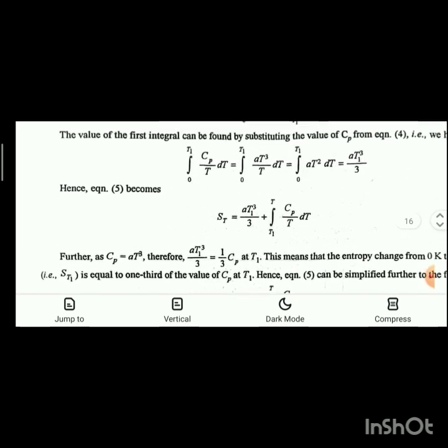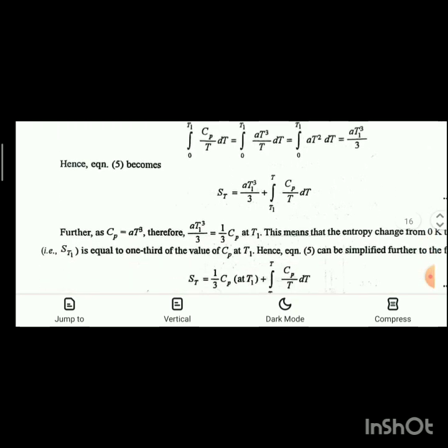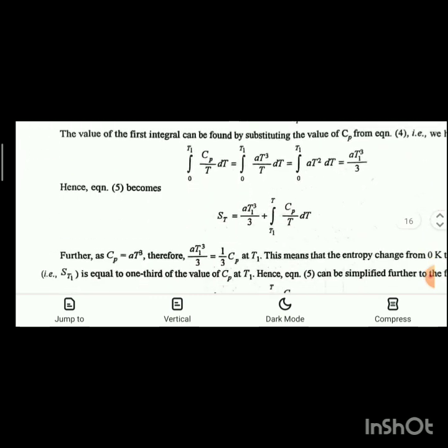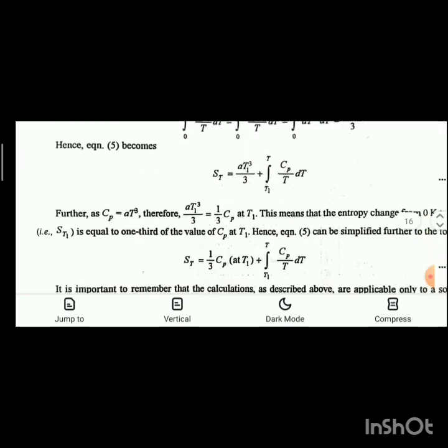Now on solving these equations, S_T equals the integral from 0 to T1 of Cp upon T dT plus the integral from T1 to T of Cp upon T dT. On solving these equations, we find S_T equals aT1 cube upon 3 plus the integral from T1 to T of Cp upon T dT. Here Cp equals aT cube, so Cp at T1 is equal to aT1 cube.